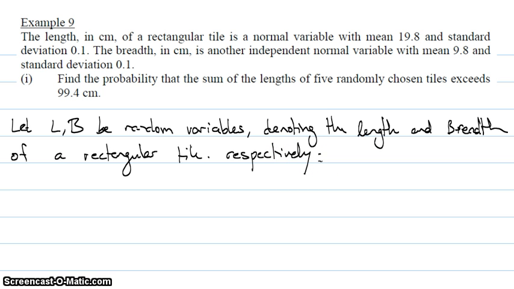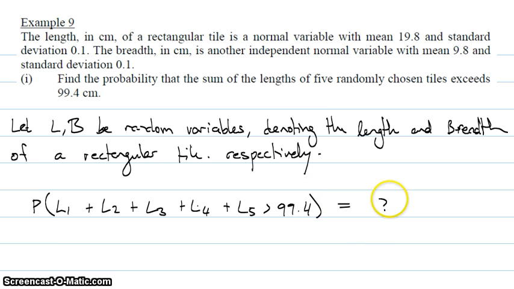So what do we have? The first question wants us to find the probability that the sum of the lengths of 5 randomly chosen tiles exceeds 99.4 cm. So that means if I take 5 tiles, L1, L2, L3, L4, and L5, I want to know the probability that these 5 exceeds 99.4 cm. So this is what I want to find out.